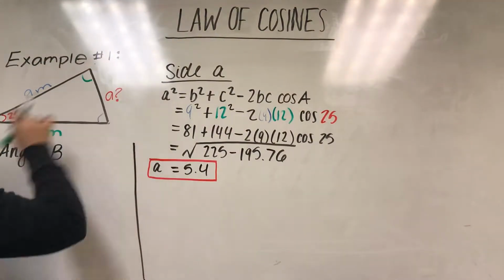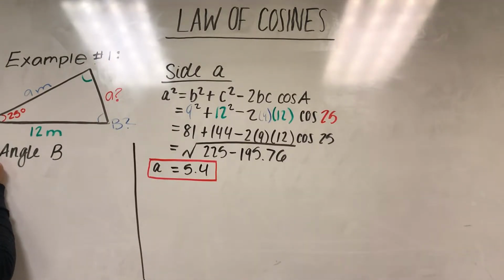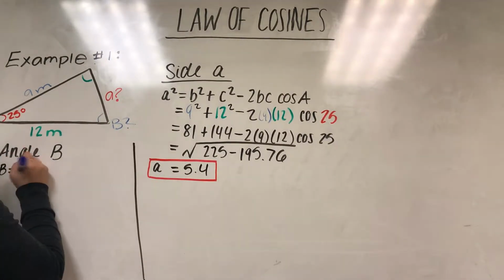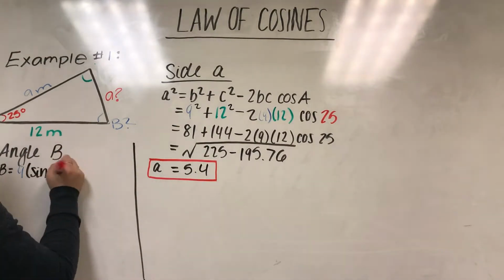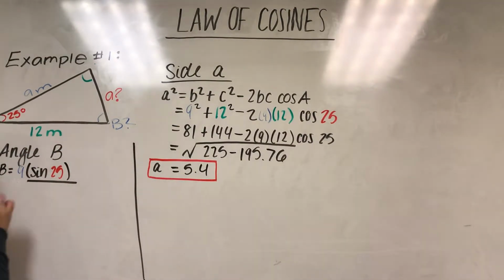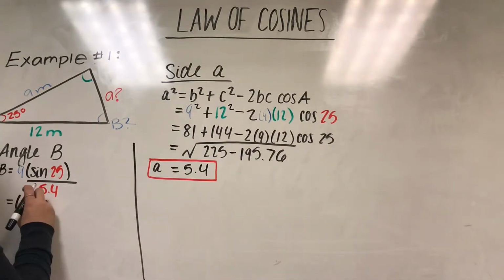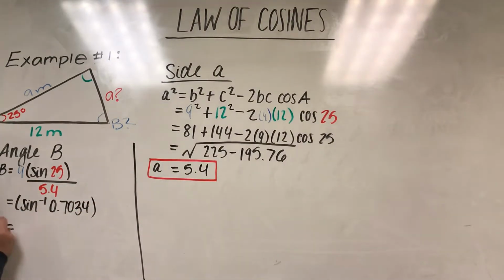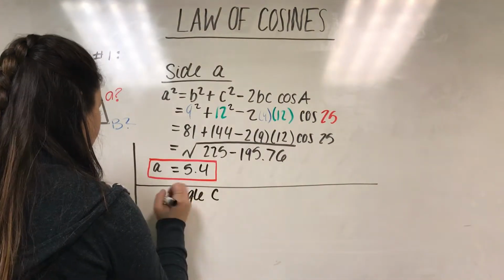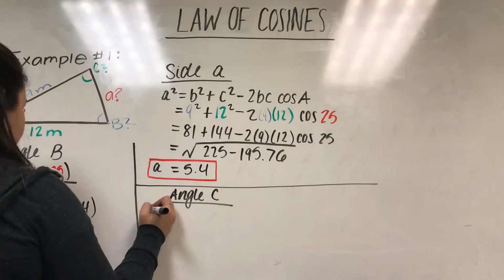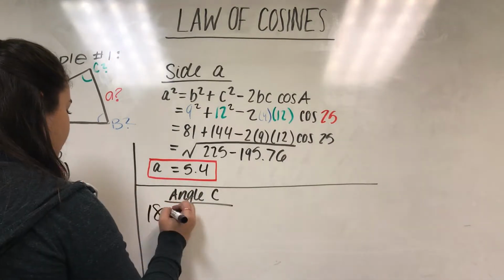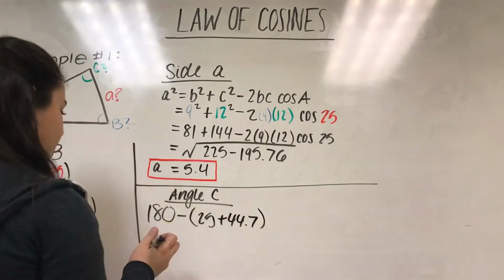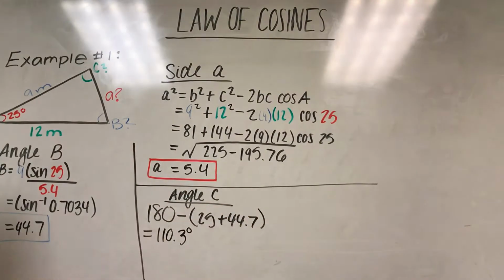Now we're going to find angle B. So we're going to use the law of sines, having sine B equal 9 times sine 25 over 5.4. This equals the inverse sine of 0.7034, which will equal 44.7. So our angle B is 44.7 degrees. Now, moving on to angle C, we can just take 180 minus (25 plus 44.7), which will give us angle C at 110.3 degrees.